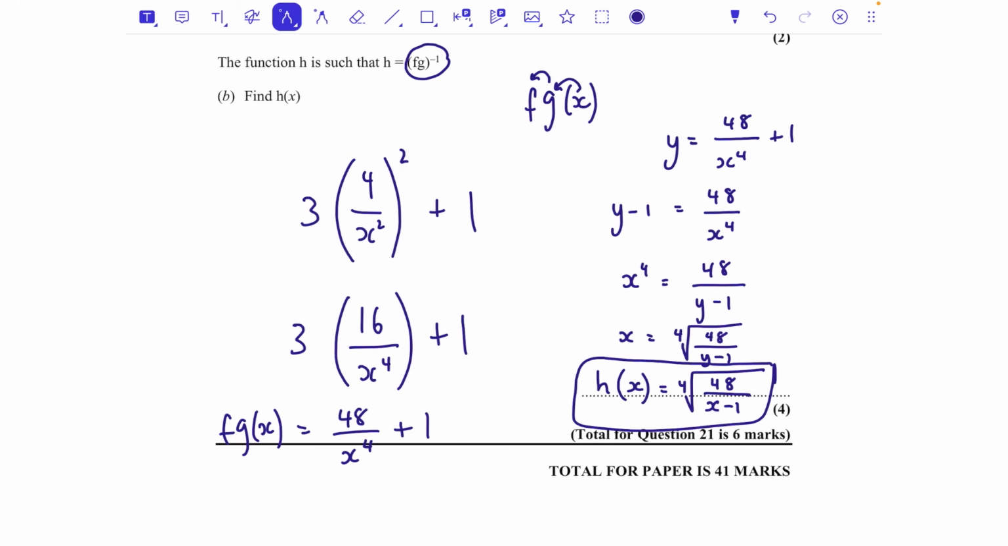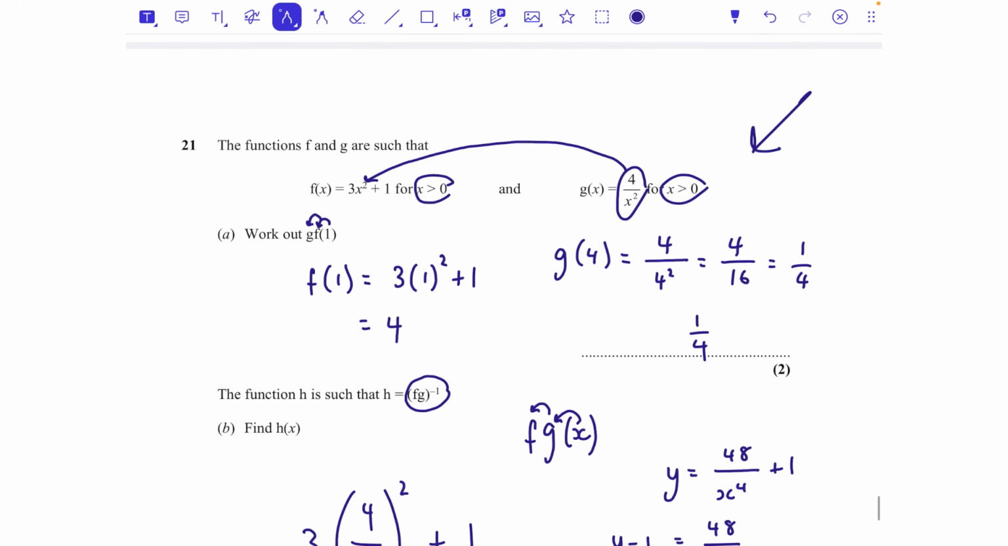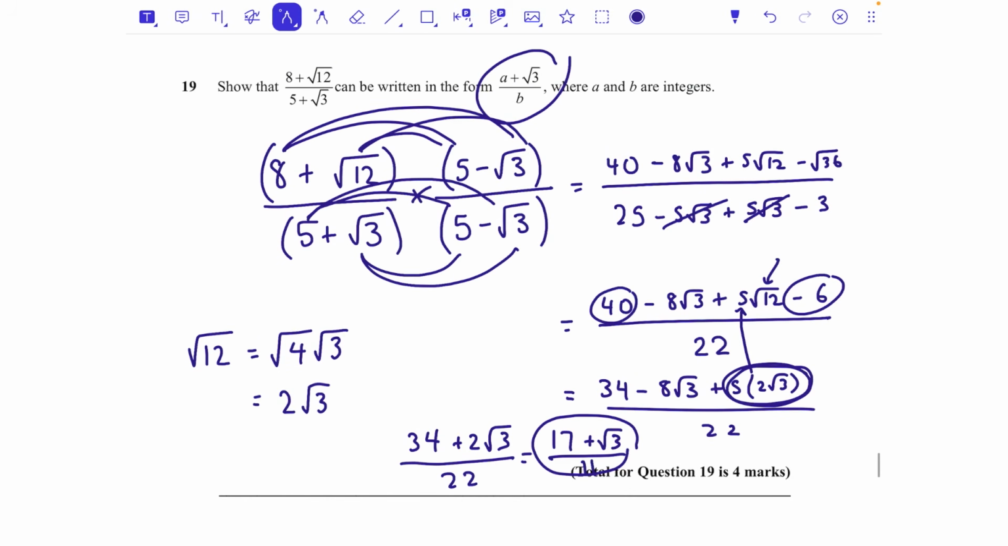We had 41 marks altogether there. I think that last question was absolutely grade 9, although hopefully lots of you will have found this one accessible. And then yeah, rationalizing surds, that's very much grade 7, 8, that one as well.